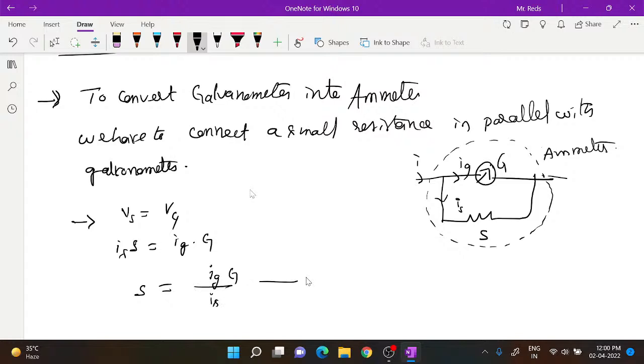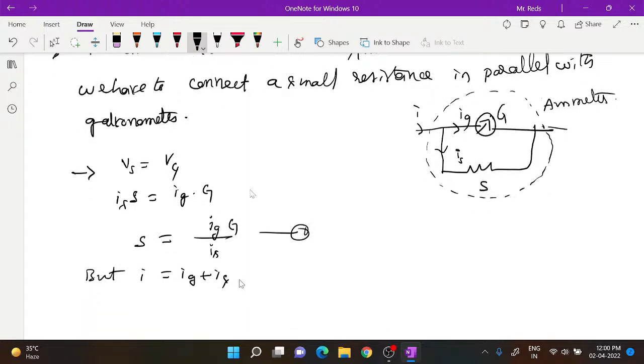This is equation 1. But from the circuit itself, you can say I is equal to Ig plus Is. Here you see I is coming and dividing into Ig and Is. So Ig plus Is together is I. So from this, Is is equal to I minus Ig.